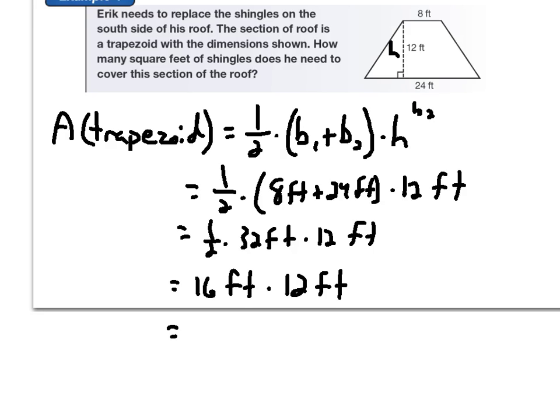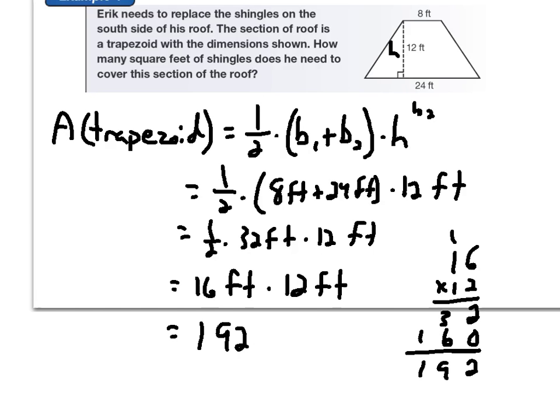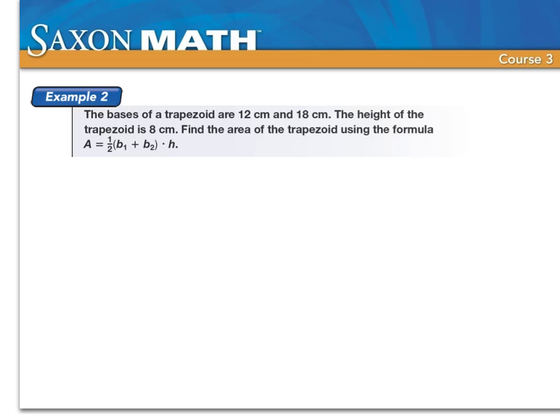Then we're just going to multiply those. 16 times 12: 6 times 2 is 12, carry the 1, 2 times 1 is 2, plus 1 is 3, and we get a 6 and a 1, and that's 192. Feet times feet gives me feet squared. So he needs 192 feet squared of shingles. I covered that part of his roof, and we've just got one more example here.